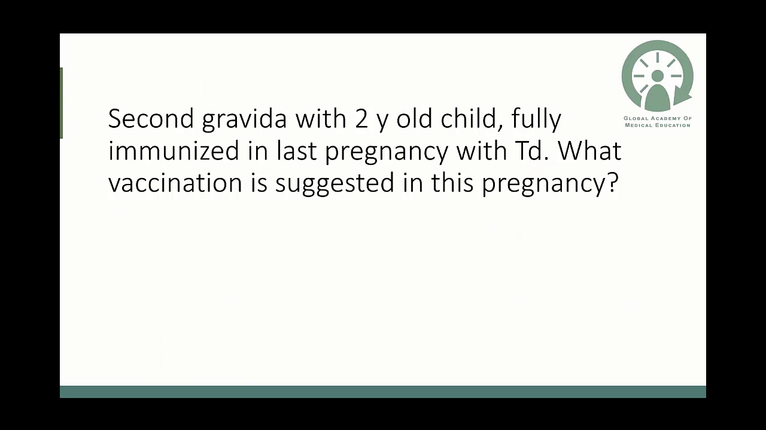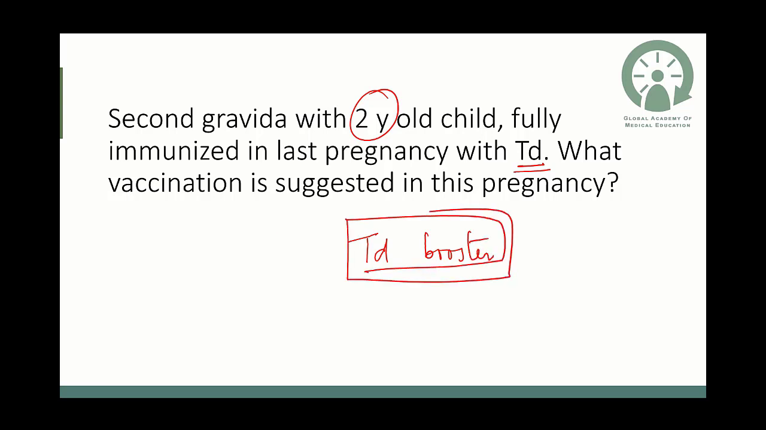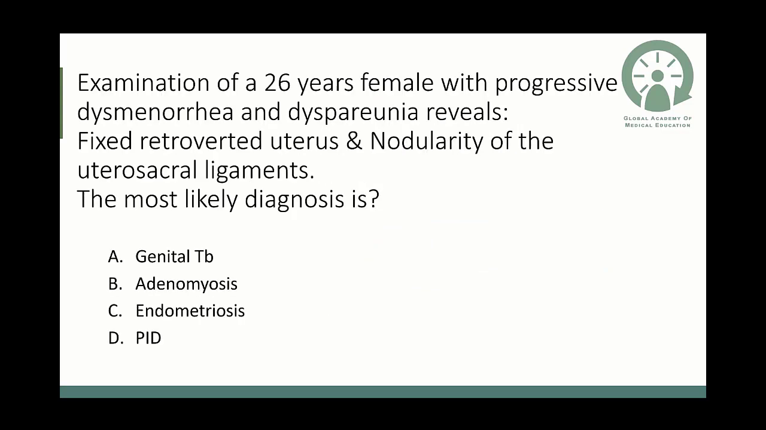So coming to the next question, second gravida with 2-year-old child, fully immunized in last pregnancy with tetanus and diphtheria toxoid. So what vaccination is suggested in this pregnancy? The answer is simple, it's TD booster. Because booster is indicated whenever it is less than 3 years. When somebody has taken the complete course less than 3 years back, then they need to take only one dose booster. If it is more than or equal to 3 years, then 2 doses of TD is again required, right? So that's a simple question.